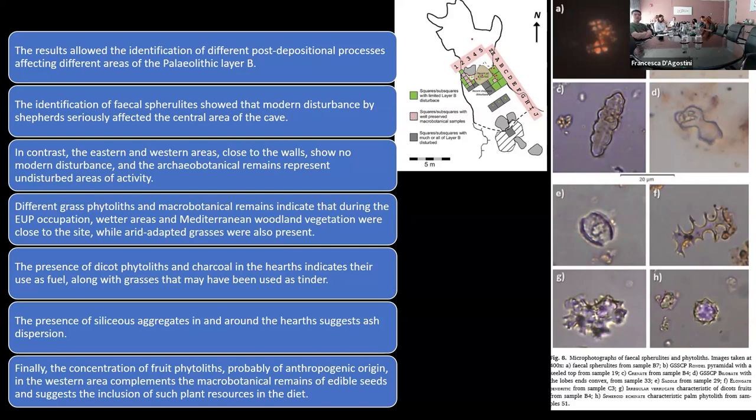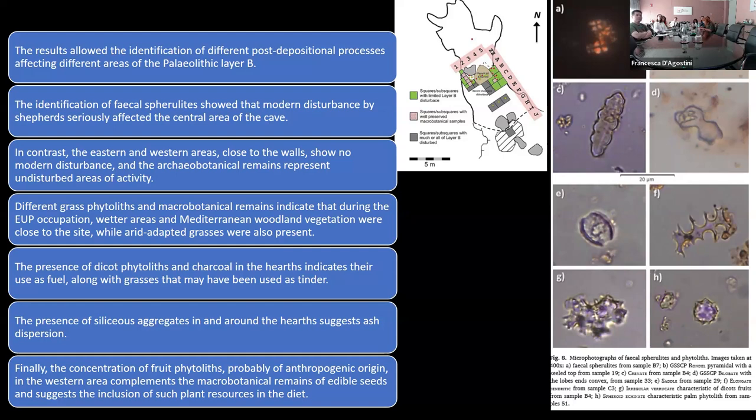The different grass phytoliths and macrobotanical remains indicate that during the early Upper Paleolithic occupation, there were wetter areas and Mediterranean woodland vegetation. There was a lake at that time, Lake Lisan, and some of the phytoliths that we found were consistent with the presence of that lake. But we also found arid-adapted grasses like the savannas, for example. We also saw some dicot phytoliths and charcoal in the hearths. The micromorphology identified four intact hearths. The presence of dicot phytoliths and charcoal indicates the use of fuel, and along with that, we also identified grasses that might have been used as tinder.